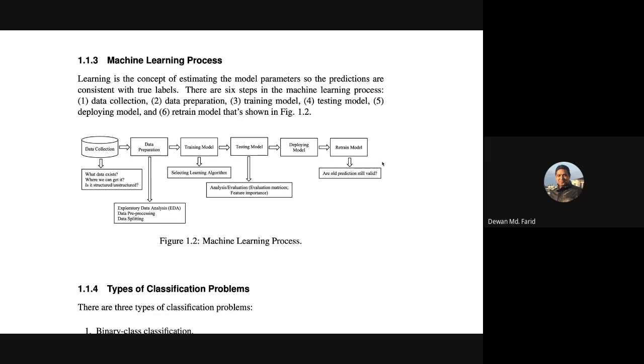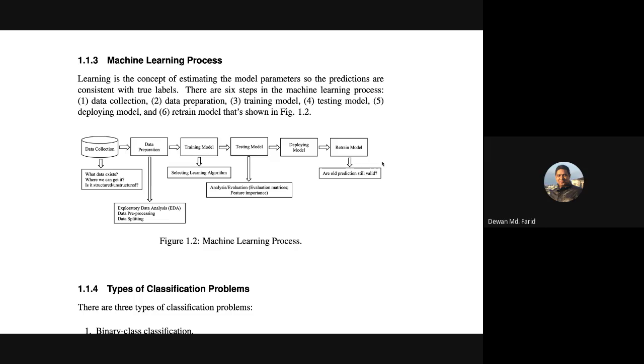And then the fourth step is to test the model. Testing the model is like analyzing or evaluating the model, to see how good the model is. So are you happy with the model, or do you need to retrain the model? You need to improve the performance of the model if you are not happy with the model performance. Is it clear?